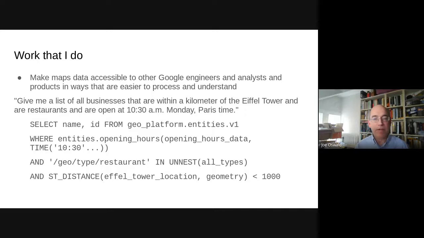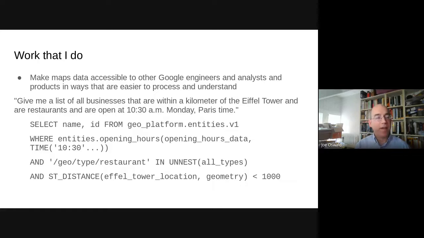So for instance, if someone had the question, they wanted to know a list of all businesses that are within a kilometer of the Eiffel Tower and are restaurants and are open at 10:30 a.m. Monday Paris time, our system allows them to create what we call a query, and that is an instruction to the computer where it selects the name and identifier of businesses from this database, and the where clause describes how that data is selected. And so it will look at the opening hours of the business. It will look at the kind of business, that it's a type restaurant, and its distance from some location to the Eiffel Tower, which we know because it's in the database.